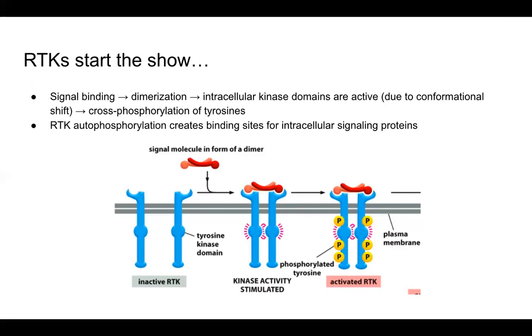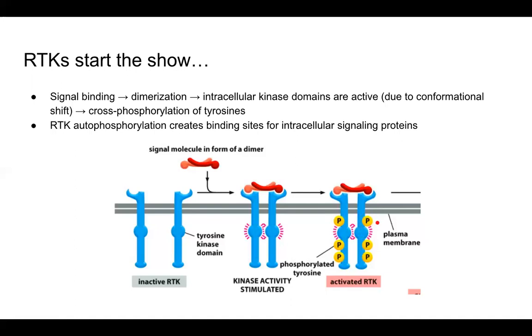Now once you have the active RTKs, they're able to what we call cross-phosphorylate each other. The RTKs are close enough to be able to cross-phosphorylate each other, and that occurs on the tyrosines, on their tyrosine kinase domains. And once the RTKs are active and cross-phosphorylated, they're able to use these phosphorylated sites as binding sites for intracellular signaling proteins.